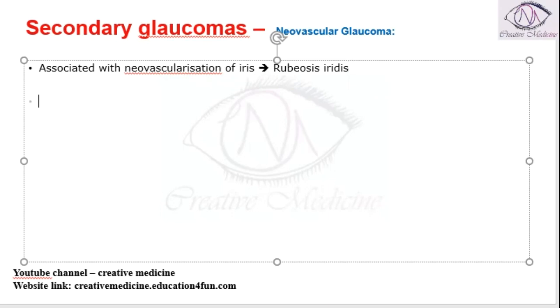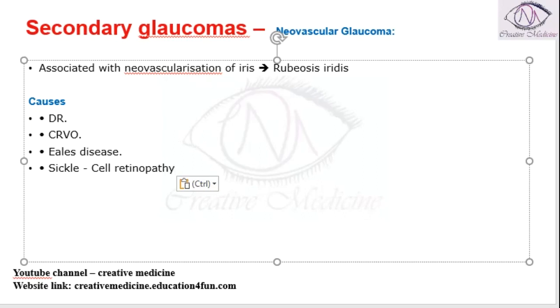The main causes of neovascular glaucoma are conditions like diabetic retinopathy and central retinal venous occlusion. It is also caused by Eales disease and sickle cell retinopathy. Neovascular glaucoma in central retinal venous obstruction is called 100-day glaucoma because it takes almost 100 days to form. So in all these conditions, neovascularization occurs, resulting in rubeosis iridis and then neovascular glaucoma.